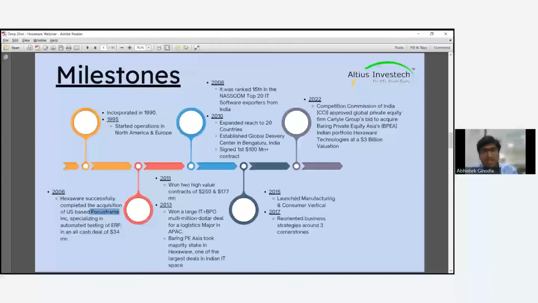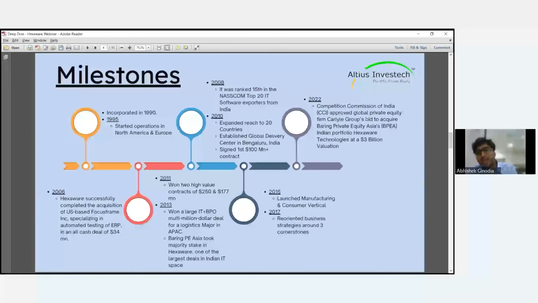Post this, Hexaware was actually ranked one of the top 15. It was ranked 15th in the top 20 IT software exporters from NASSCOM. They are now in more than 20 countries. And they signed another contract in 2010 of $100 million plus. In 2015, they launched new verticals which were into manufacturing and consumer centric. And in 2017 is when they reorganized their entire business, their entire product suite and offerings into the three segments which we discussed in the previous slide, which was Amaze, Mobiquity, and Tensai.